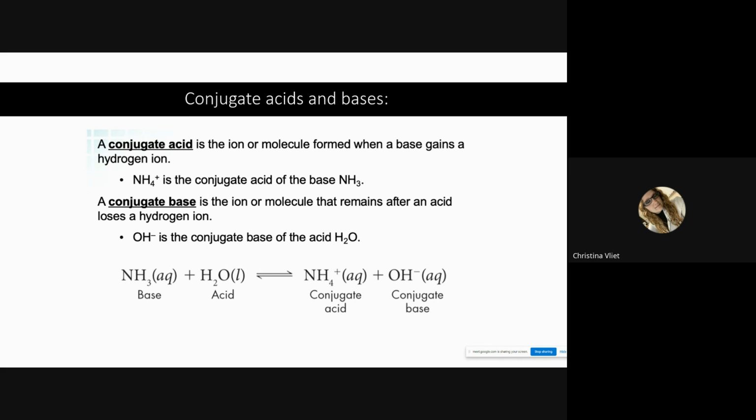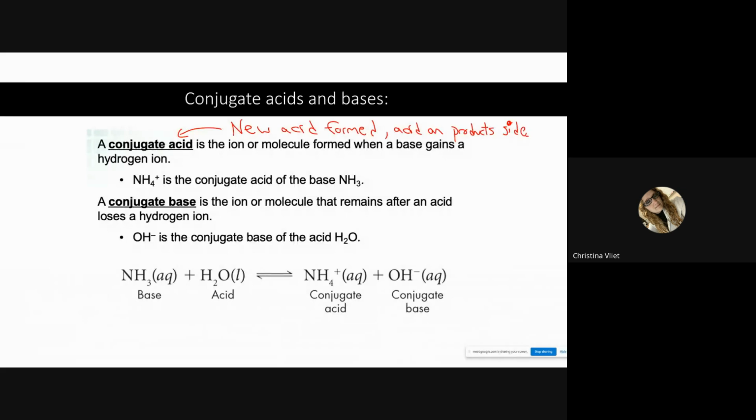When you gave away your H plus to someone else, that someone else operated as a base, right? But that someone else now has the extra H plus, so that someone else has turned into an acid. And so the acid on the product side is the new acid form. We call that the conjugate acid in a chemical reaction. You should write this down, like annotate it.